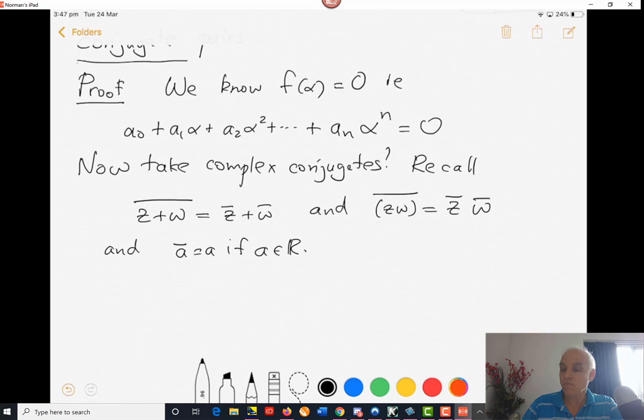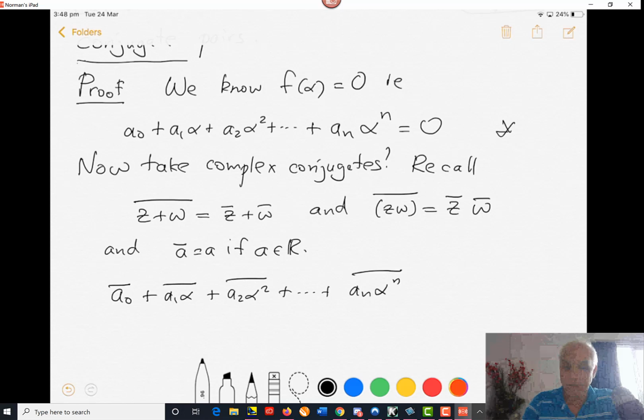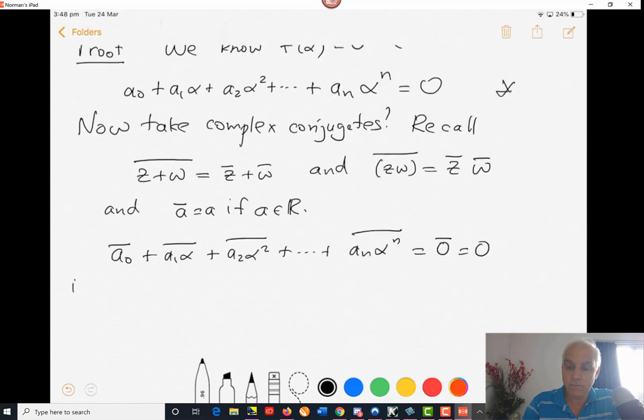So we can then take the complex conjugate of this equation up here. What do we get? We get a0 conjugate, plus a1 alpha conjugate, plus a2 alpha squared conjugate, all the way up to an alpha to the n conjugate, equals the complex conjugate of 0, which is 0. But now, the a_i are all real, so they satisfy this property, that their complex conjugates are themselves. And also, these products of complex conjugates separate according to this rule here.